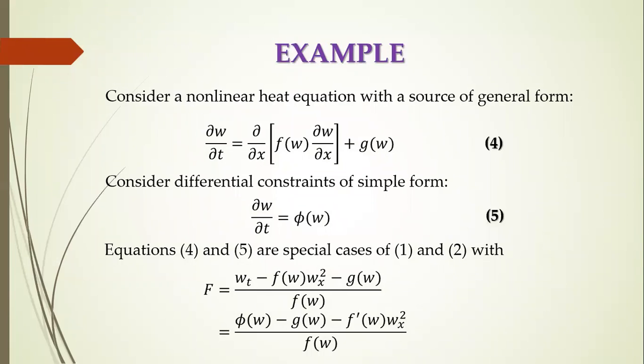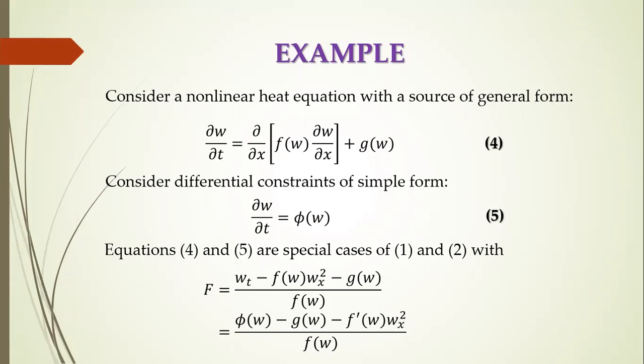Example: consider a nonlinear heat equation with a source of general form dw/dt = d/dx (f(w) dw/dx) + g(w). Let it be equation 4. Consider differential constraints of simple form dw/dt = phi(w). Let it be equation 5.